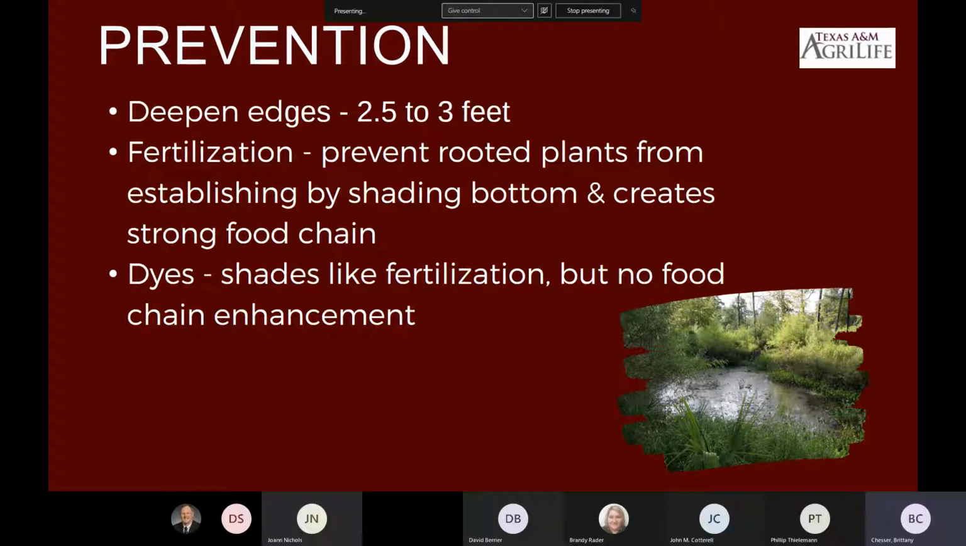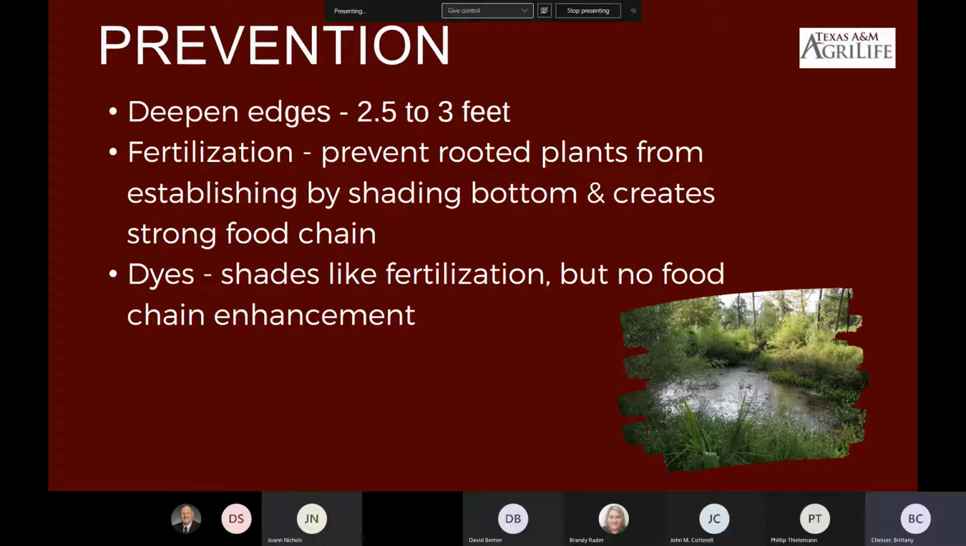So fertilization can prevent rooted plants from establishing by shading the pond bottom. You'll see this is a very common theme with prevention, especially if you've attended some of my other talks that are specifically on prevention, or did your own research. Limiting or shading the amount of light that's reaching the pond bottom is going to be one of the number one ways that you can reduce aquatic vegetation.